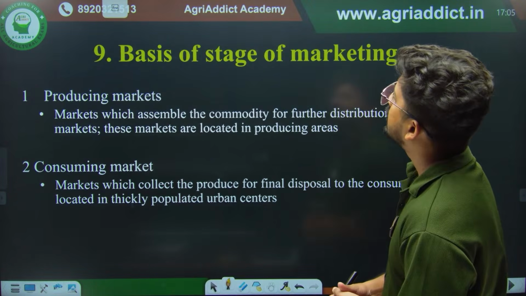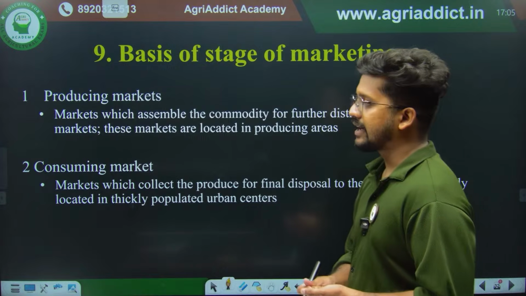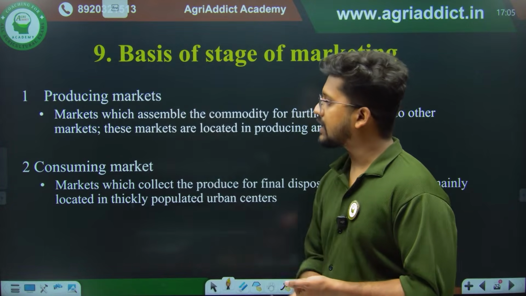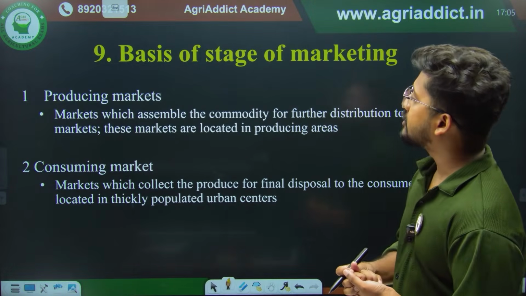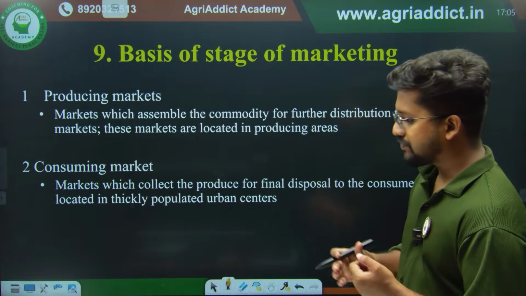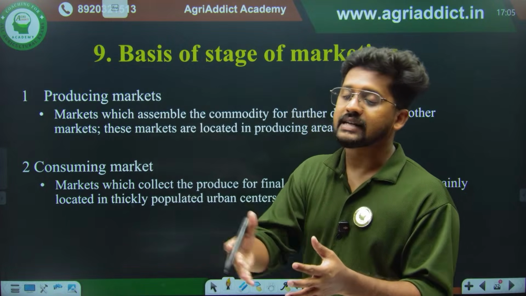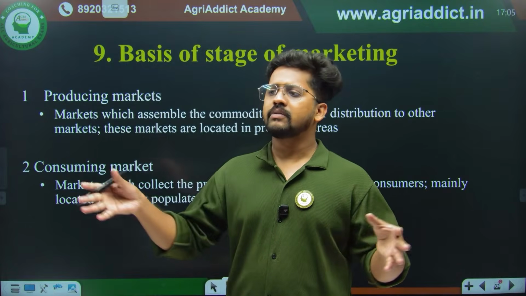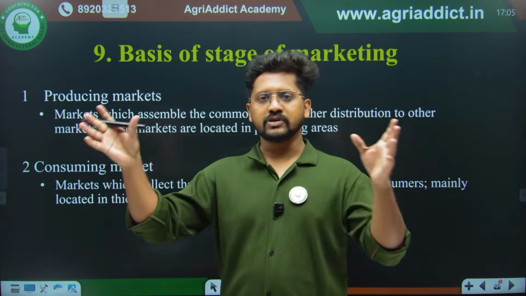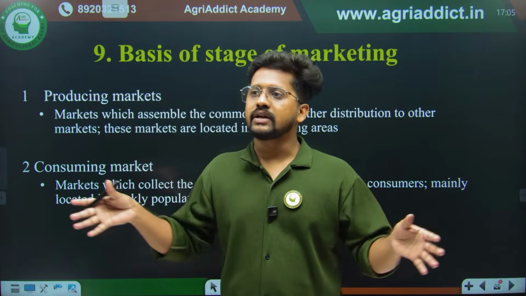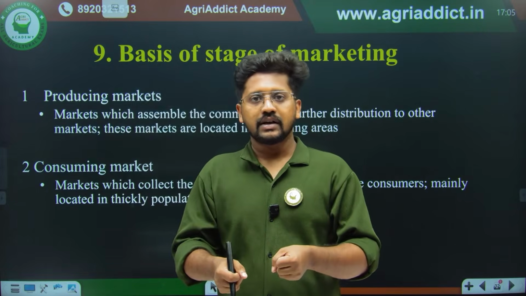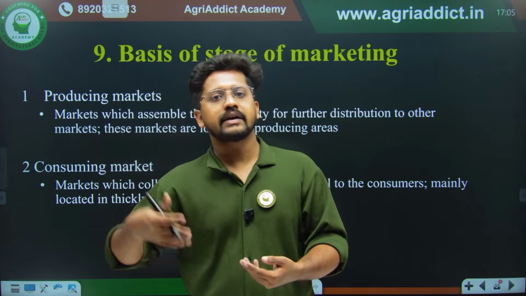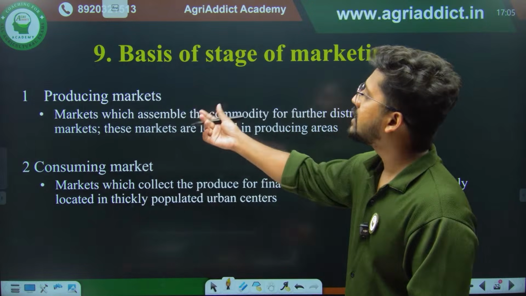Then comes the basis of the stage of marketing. First one is producing market, second one is consuming market. A producing market is nothing but a market where assembling is happening. Maybe at a village level, there will be many farmers, all producing paddy. So there will be a market where it is collected from every farmer and then distributed to the next stage. Such a market is known as a producing market.